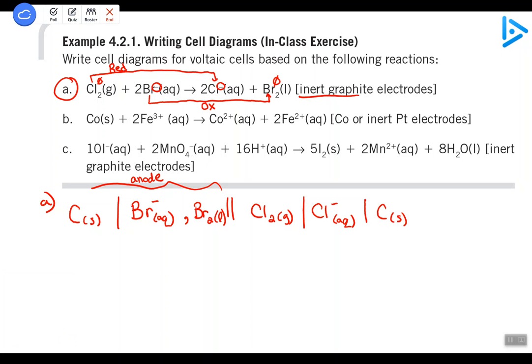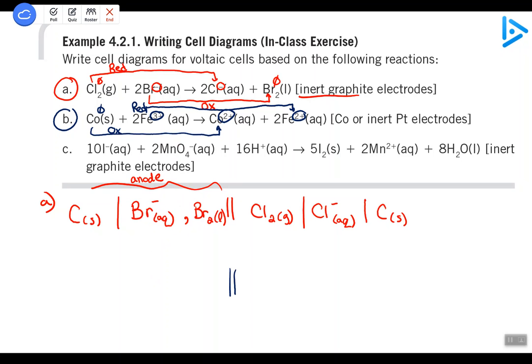Okay, let's do part B now. Here we have cobalt going from an oxidation number of 0 up to +2. 0 to +2 is oxidation. Meanwhile, we have iron 3+ going to iron 2+. 3+ to 2+, that is reduction. The reduction occurs at the cathode.